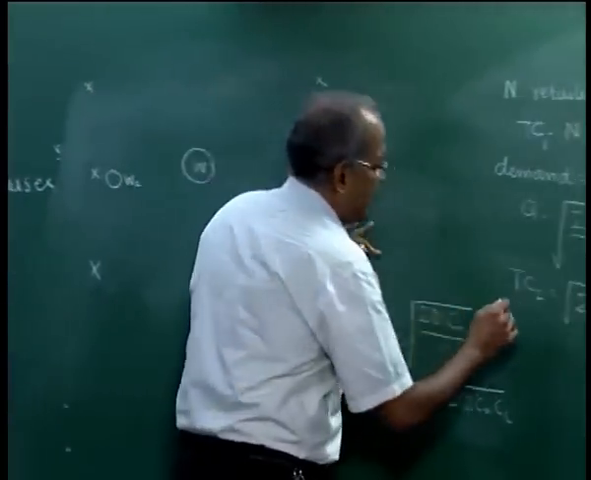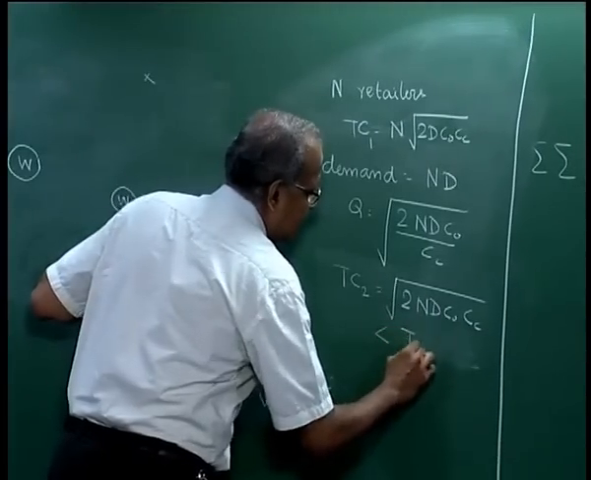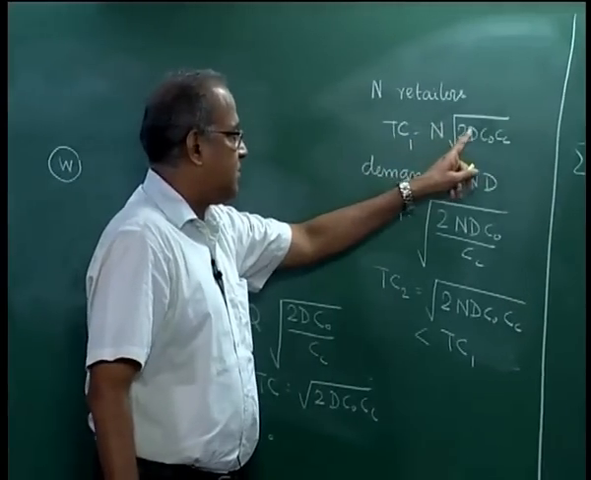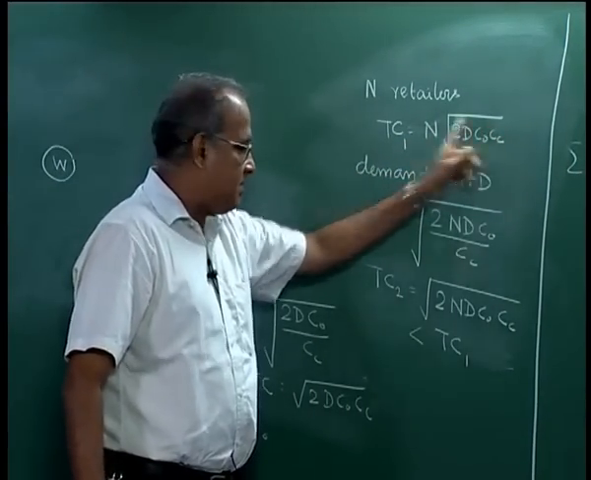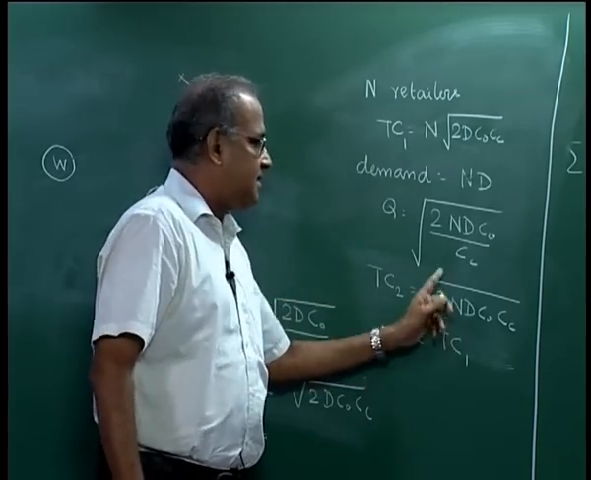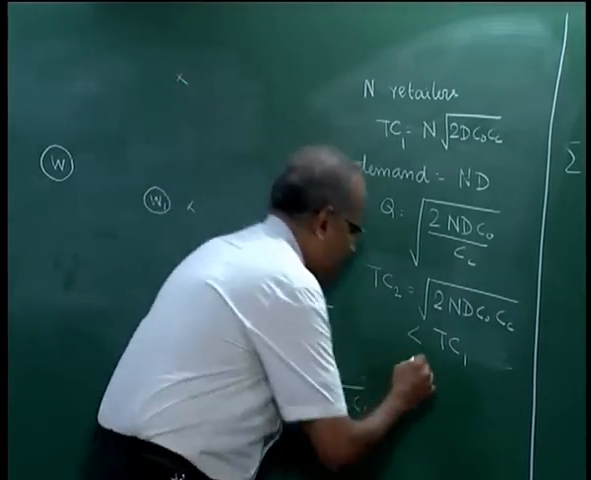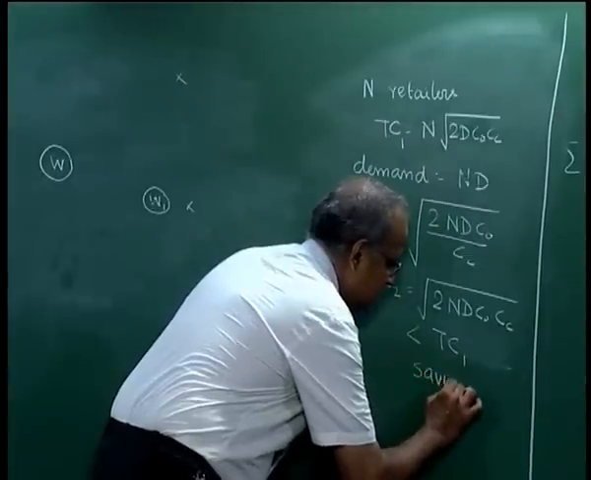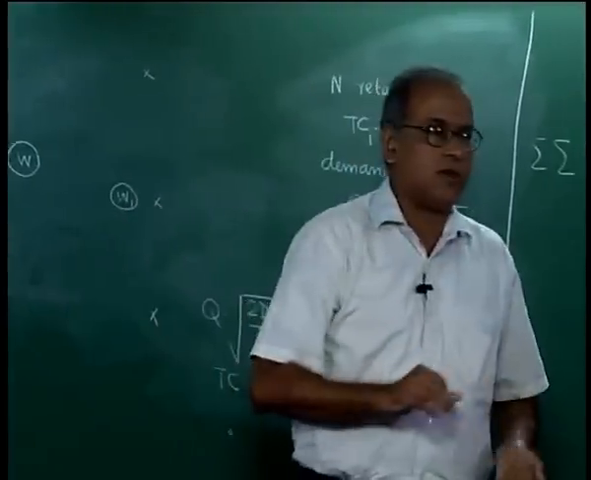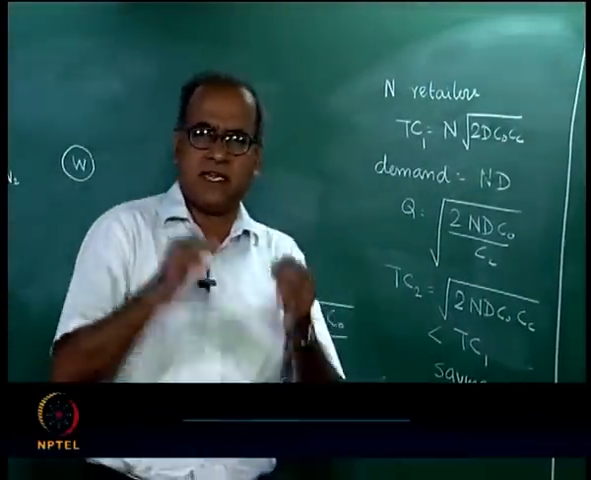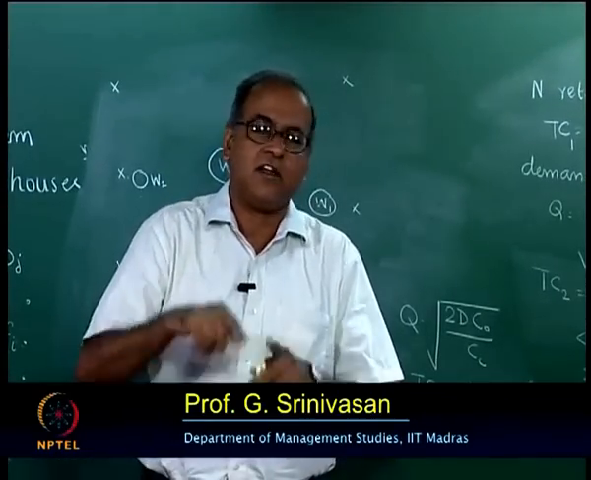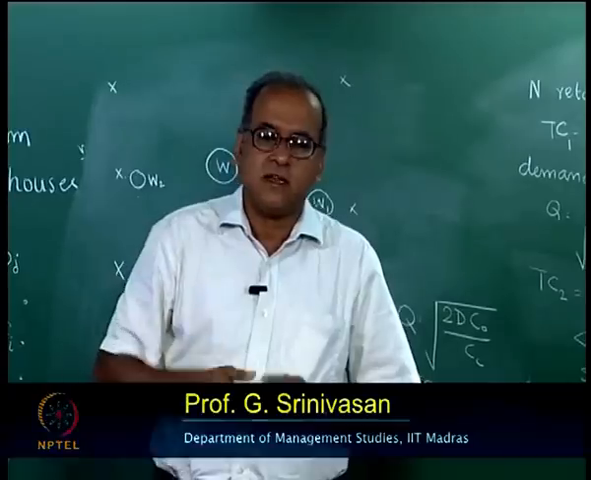Now, this is less than TC1, because n into root of 2 d C naught C c will be bigger than root over 2 times n d C naught C c, and now there is a saving in the total cost if we bring it down together. The same thing can be seen as either warehouse aggregation or inventory aggregation for a set of n retailers and so on.